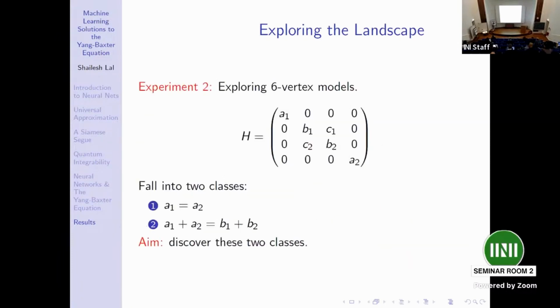So here's the second experiment I'd like to show you, which is exploring 6 vertex models. Here's the set of models that I wrote down the answers for, and they fall into these 2 classes. The aim of this experiment is to try and discover these 2 classes.